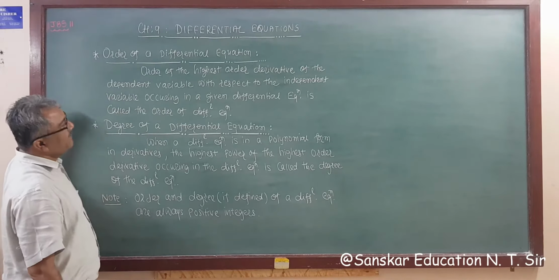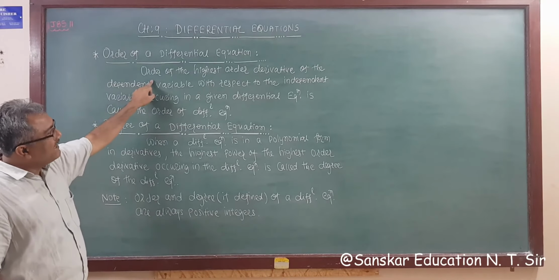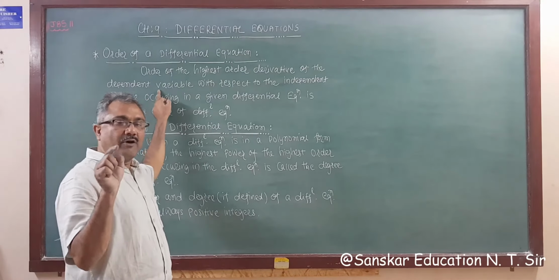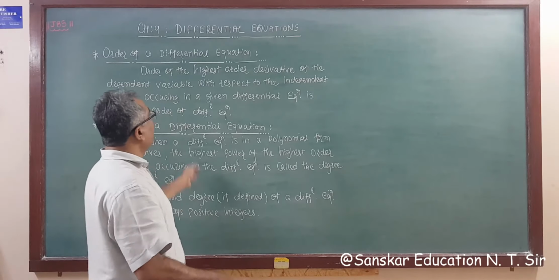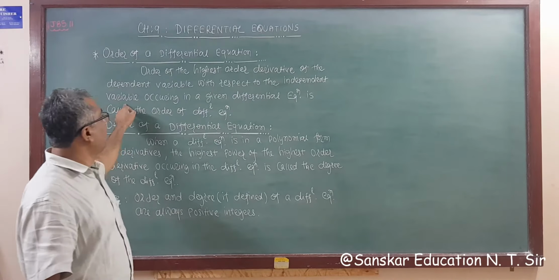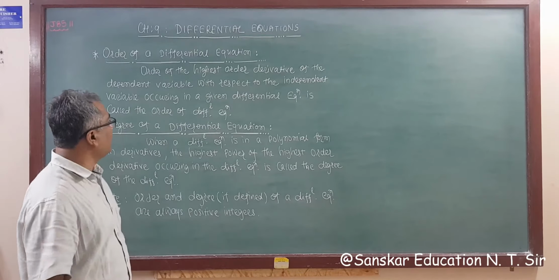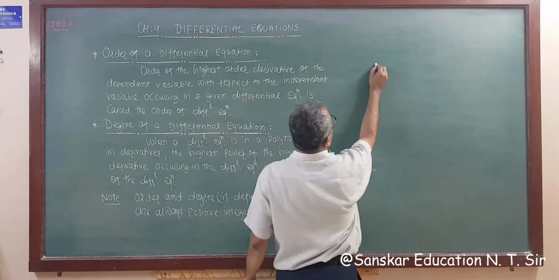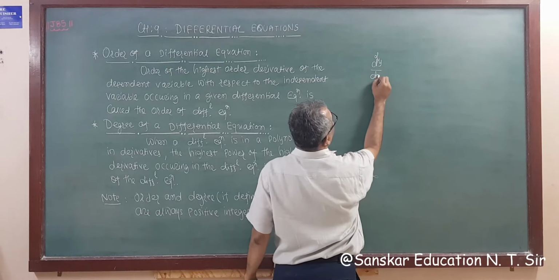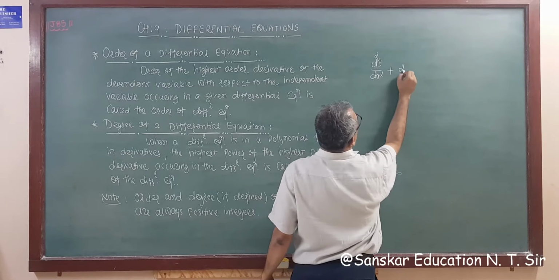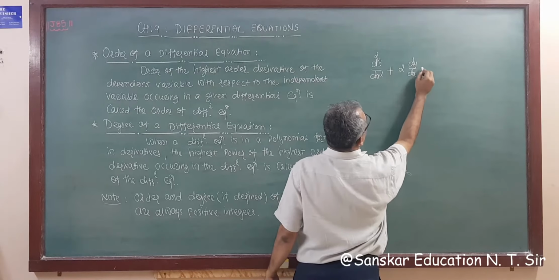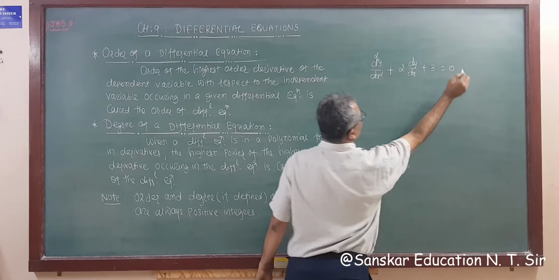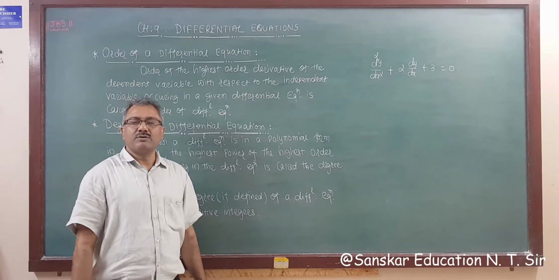Now, the order of a differential equation. The order of the highest order derivative of the dependent variable, that is y, with respect to the independent variable occurring in a given differential equation is called the order of the differential equation. Suppose we write an equation d square y by dx square plus 2 times dy by dx plus 3 equal to 0.